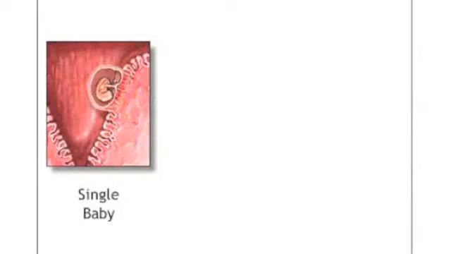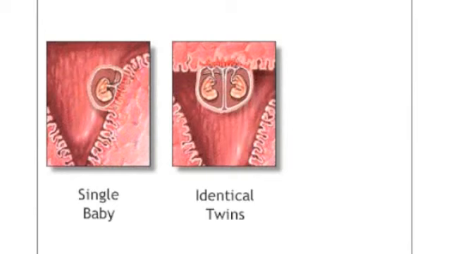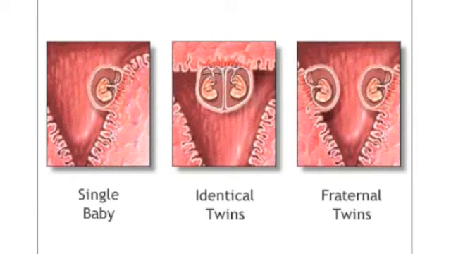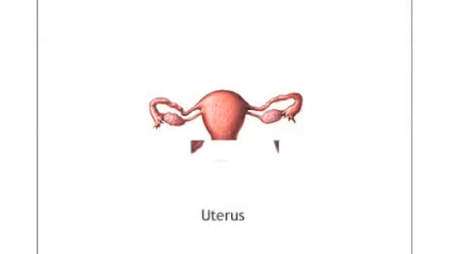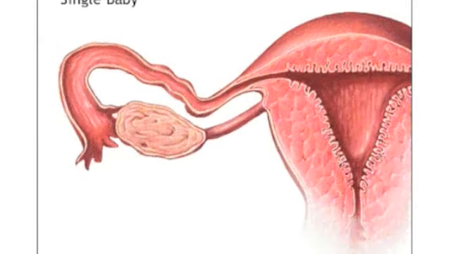Twins. This animation will show you the differences between the development of a single baby, identical twins, and fraternal twins. Starting with the single baby, let's go back to the beginning, when fertilization occurs.